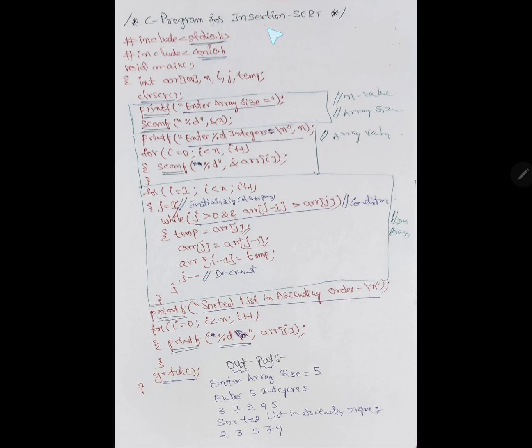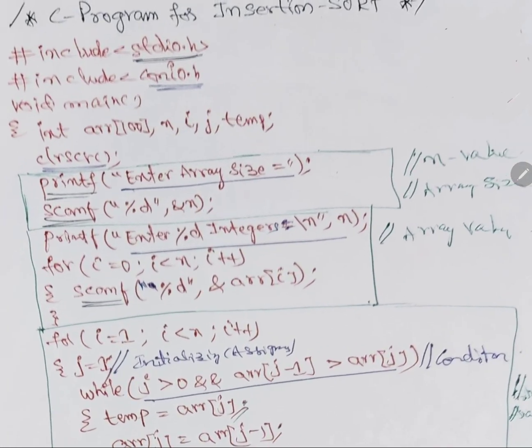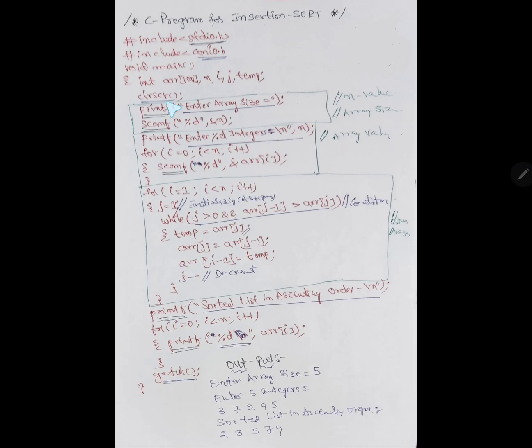See, the C program for insertion sort. Hash include stdio.h for printf and scanf. Hash include conio.h for clrscr, clear screen, and at the last getch. I will write this clear screen with a marker. We'll take the blue marker: clrscr, and last getch. This conio.h is for these two, right? Very simple. Now void main, void means it returns nothing.